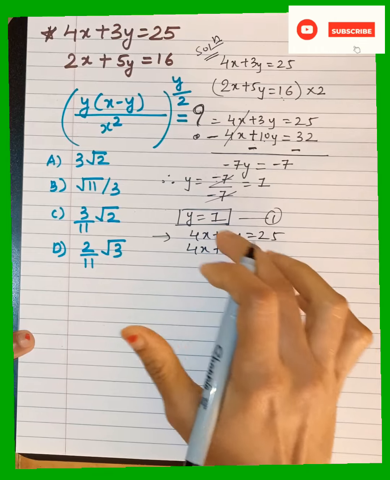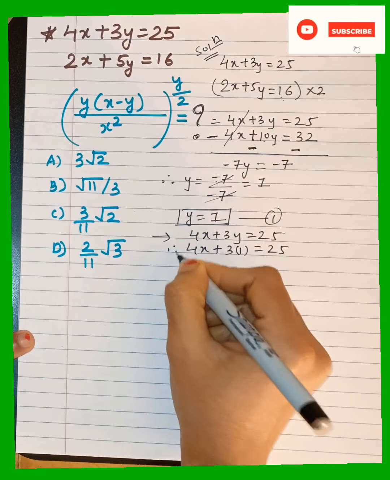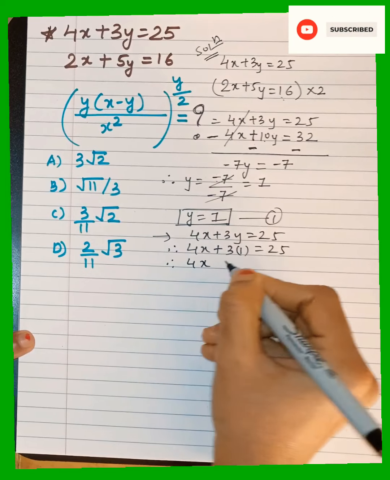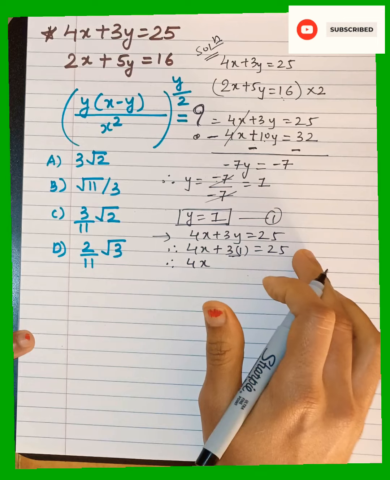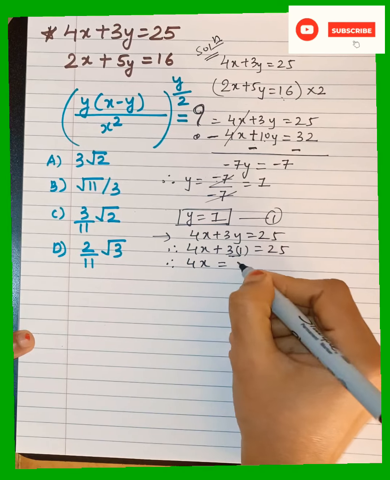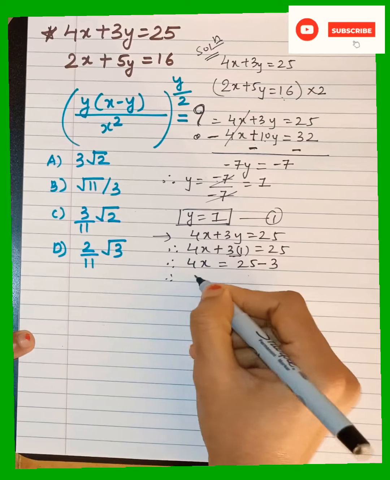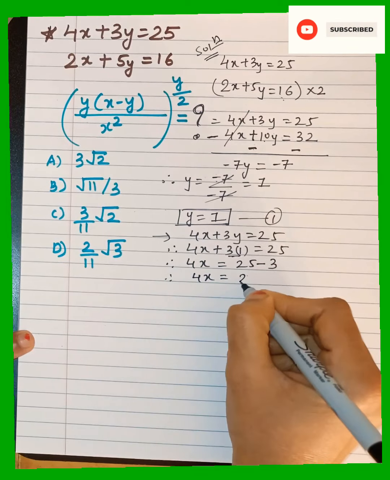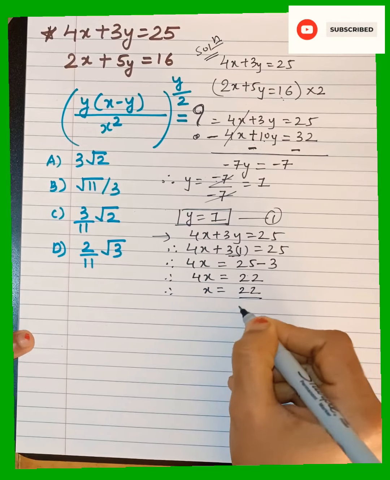Okay, this value I am substituting, and this side is equal to 25. So what will I get? Here 4x, and this 3 ones are 3, positive 3, and I am transposing that to the other side. So it will be 25 minus 3, and that will give us 4x equal to 22. So x will be equal to 22 upon 4.